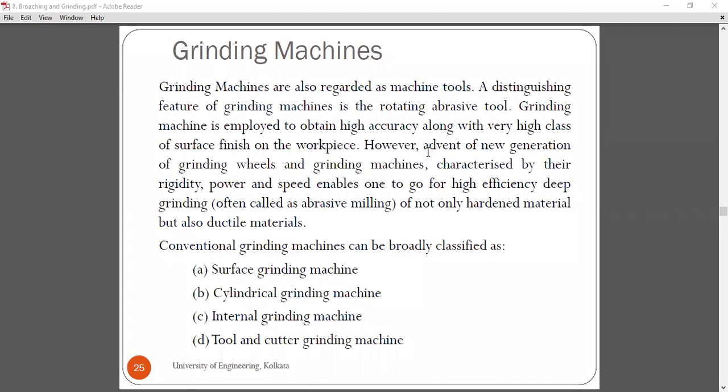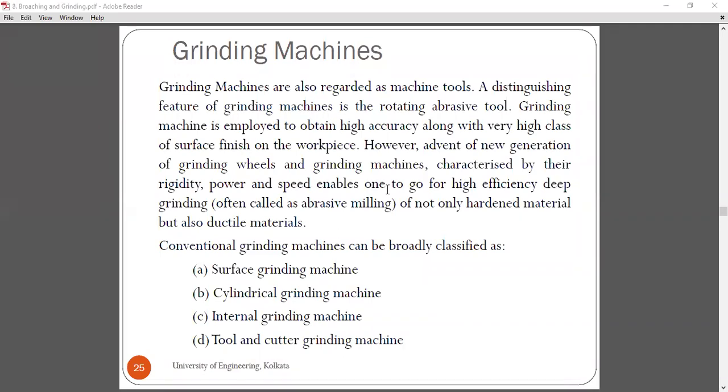However, with the advent of a new generation of grinding wheels, the grinding machines are characterized by their rigidity, power, and speed, which enables one to go for higher efficiency deep grinding. We can also call it abrasive milling, right? Deep grinding means the material removal is much more.